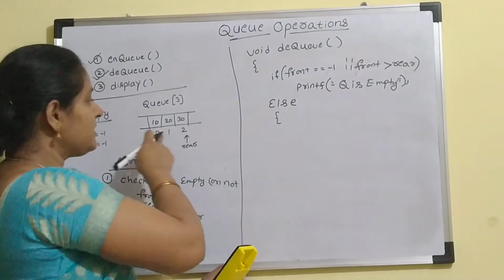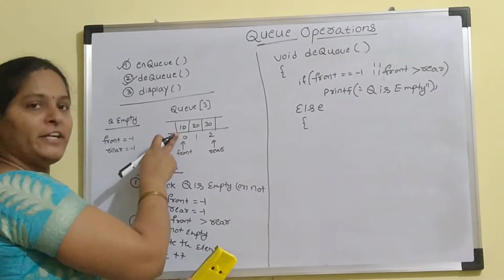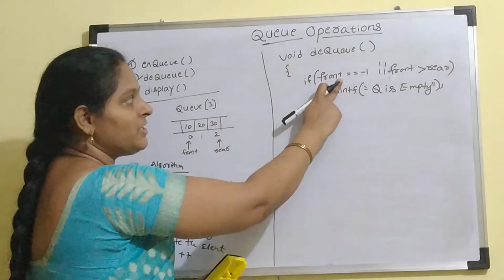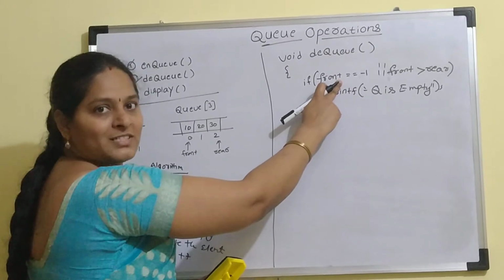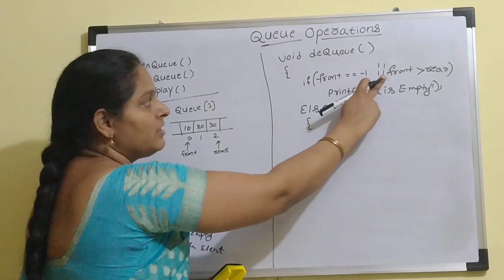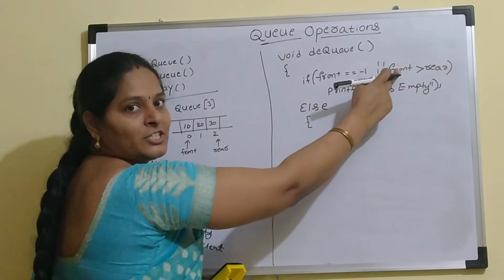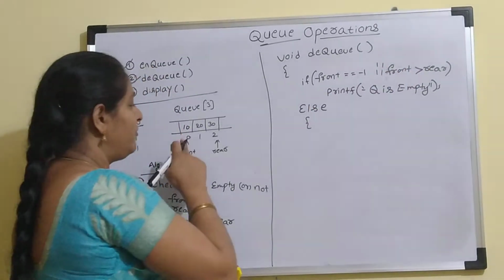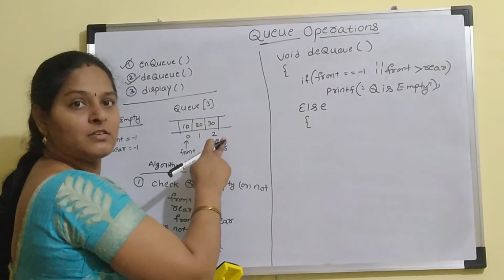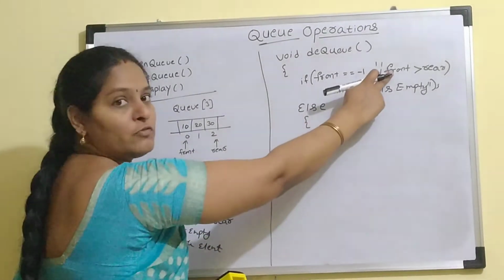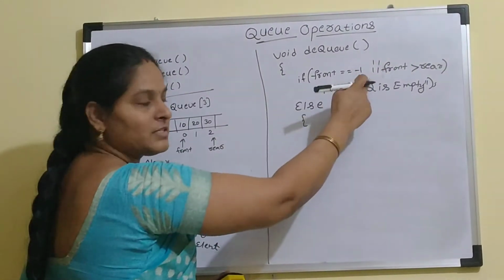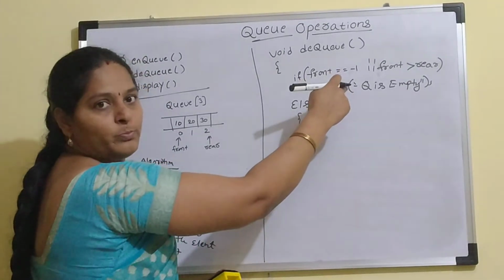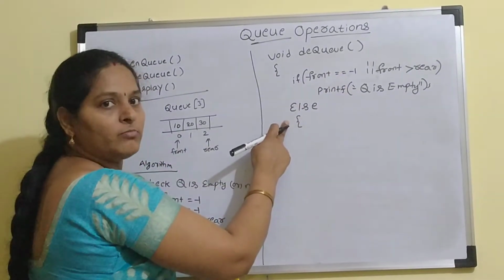Let us see in this example, front is pointing to 0. So this condition, front equal to -1, is false. If this condition is false, no need to check the other one. But check it also: front greater than rear. The front value is 0, the rear value is 2. So this condition is also false. If both are false, we will not enter into this block. So next, the else block.